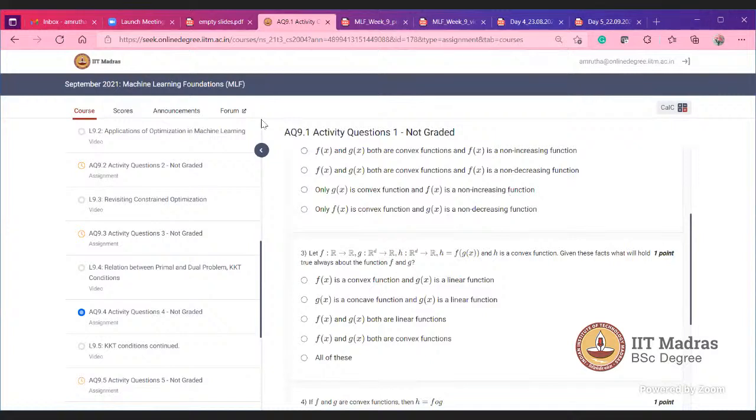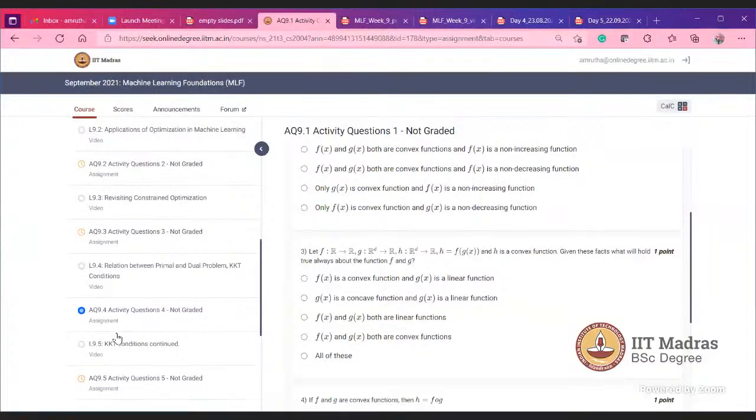So the screen is completely visible, no? Yeah, it is visible.